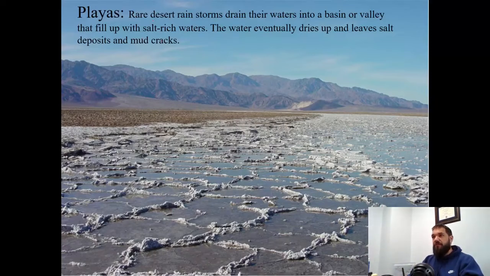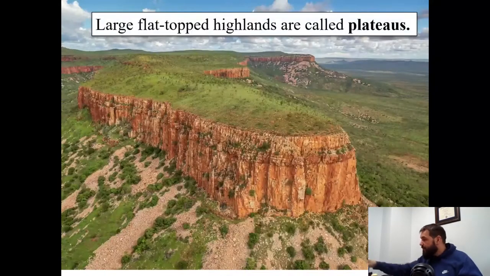And the playas contain these salt-rich waters that then evaporate and leave salt flats. So this is all the stuff that you're looking at. I think this is the Devil's Golf Course in Death Valley, but there's also the Bonneville Salt Flats around Salt Lake City, and they're just these vast playas that are flat, and it's just salt. As far as the eye can see, it's salt. It's really interesting. They often get mud cracks and things like that when they dry up and leave salt deposits, and it's a natural source of salt.